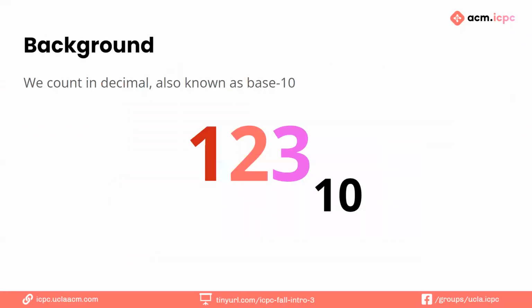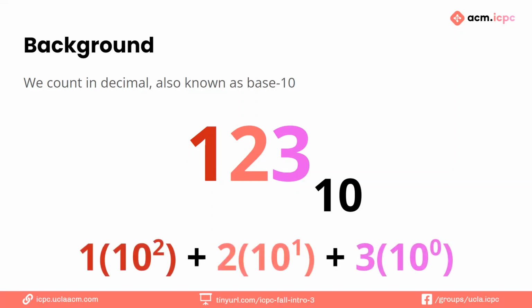But at first, let's look at the decimal system, also known as base 10. If you look at the number 123, there are many ways to interpret it. But one way to look at it is to say that 3 is the lowest order digit, or 3 times 10 to the power of 0. 2 is the next order digit, same as 2 times 10 to the power of 1. And 1 is the highest order digit, same as 1 times 10 to the power of 2.